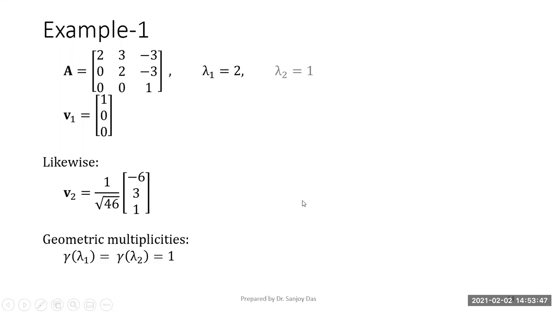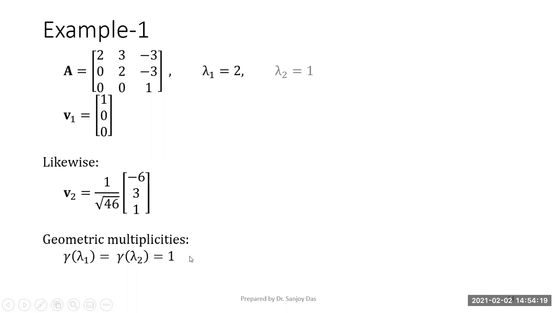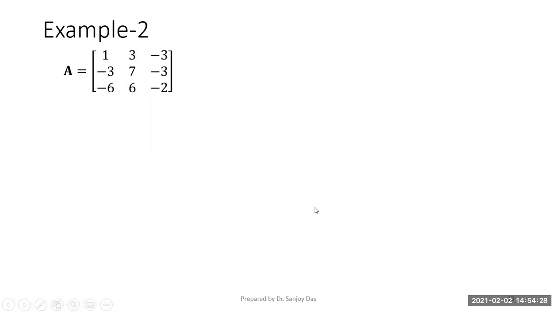What are the geometric multiplicities? For lambda 1 equals 2, we have only one eigenvector, 1, 0, 0. So its geometric multiplicity is 1. The geometric multiplicity of lambda 2 equals 1 is also 1, which is the same as the algebraic multiplicity of lambda 2. But what about lambda 1? The algebraic multiplicity is 2, but the geometric multiplicity is 1. Okay. The geometric multiplicity will be less than or equal to the algebraic multiplicity. Here's another example.